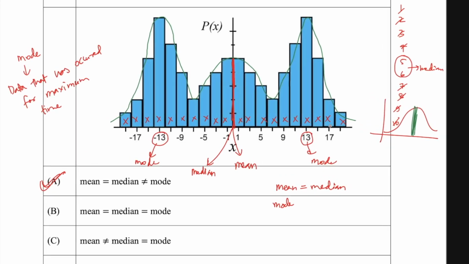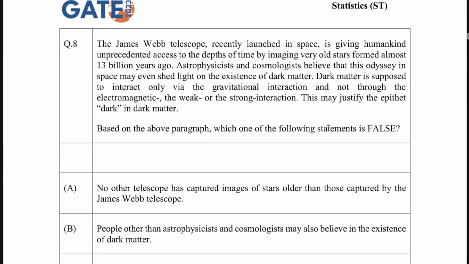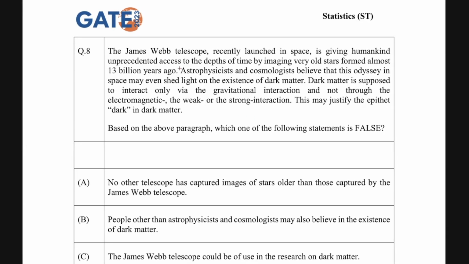Okay, all right, let's take the next question. The next question says that the James Webb Telescope, recently launched in space, is giving humankind unprecedented access to the depth of time by imaging very old stars formed almost 13 billion years ago. Astrophysicists and cosmologists believe that this odyssey in space may even shed light on the existence of dark matter. Dark matter is supposed to interact only via the gravitational interaction and not through the electromagnetic, the weak, or the strong interaction. This may justify the epithet dark in dark matter. This is based upon some paragraph. Which one of the following statements is false?